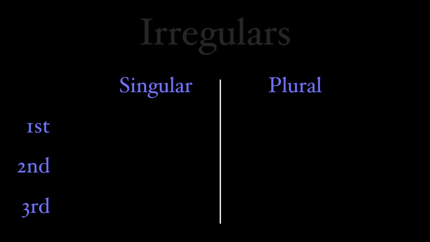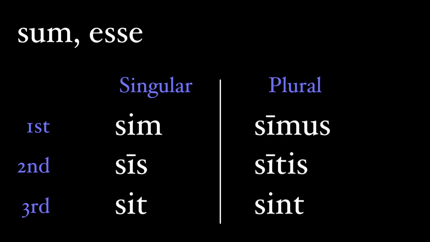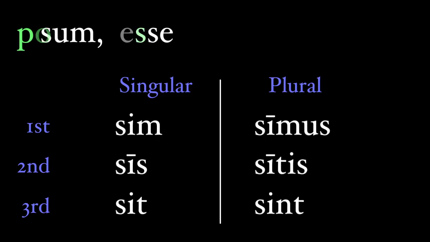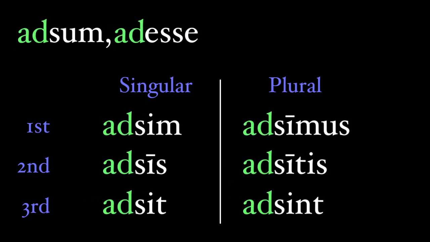So first and most importantly is sum, esse. Its subjunctive is sim, sis, sit, simus, sitis, sint. Compounds of sum also go likewise. So you have possim, possis, possit, possimus, possitis, possint, and adsim, adsis, adsit, adsimus, adsitis, adsint.